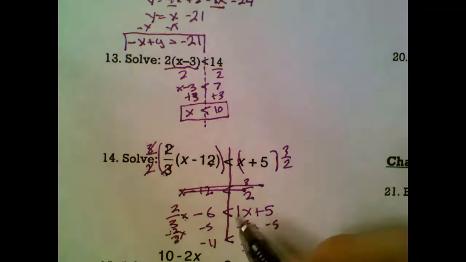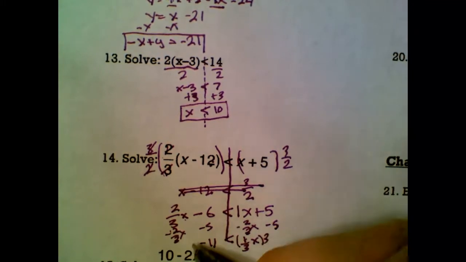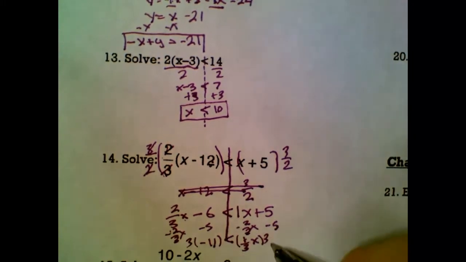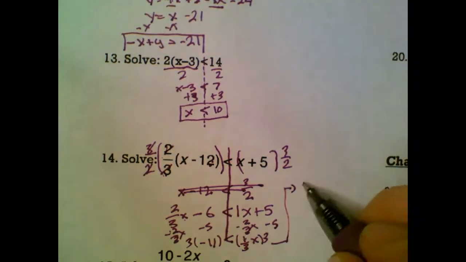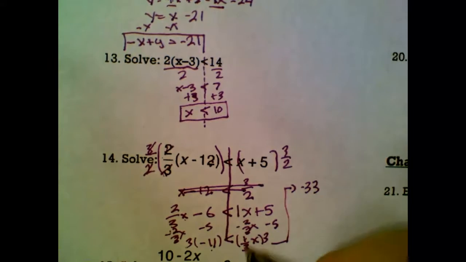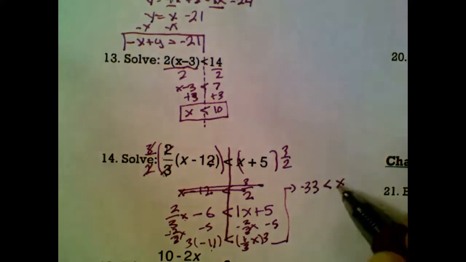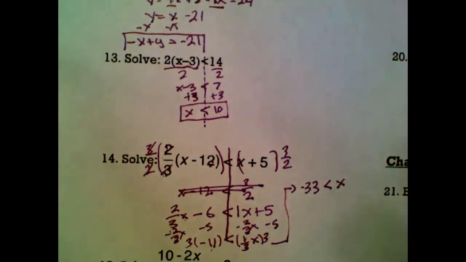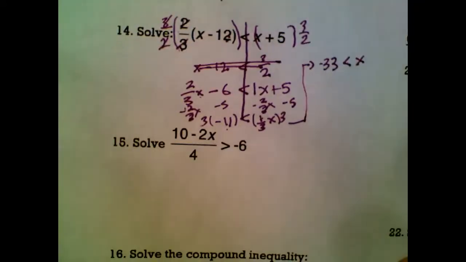Now we got to get rid of this 1/3, so we'll multiply both sides by 3. Okay, let's just bring this up here. So I have 3 times -11 is -33, and 3 times 1/3 is x. So we got x is greater than negative 33. There we go. Okay. Moving on to number 15.